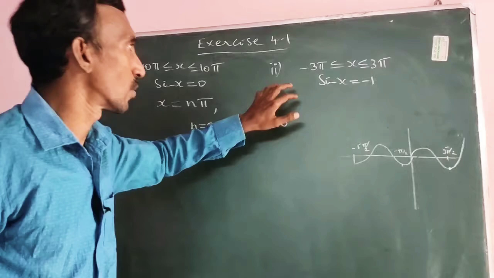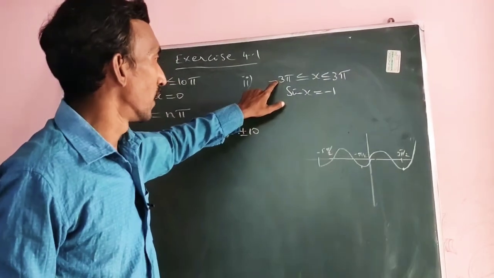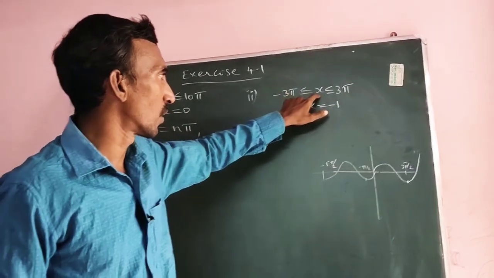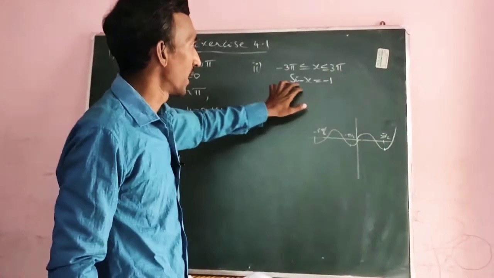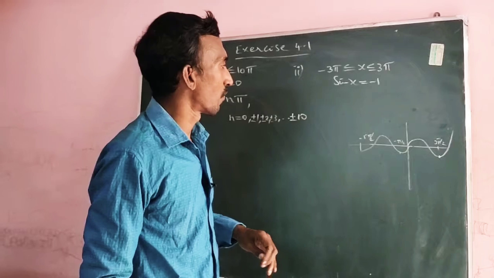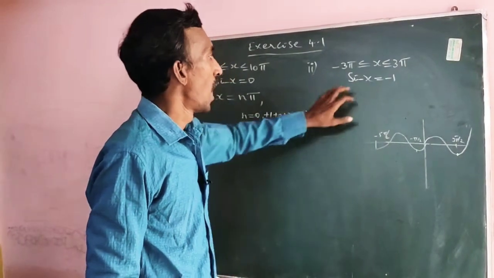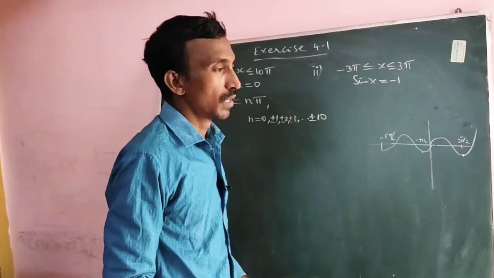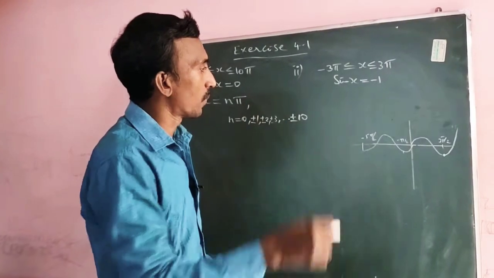Similarly, come to the next question. The interval is minus 3 pi less than or equal to x less than or equal to 3 pi, sin x equal to minus 1. Already the answer formula is present in 11th standard. If sin x equal to minus 1, what are the possible values?